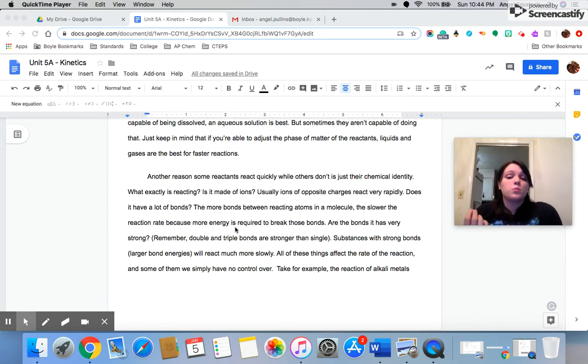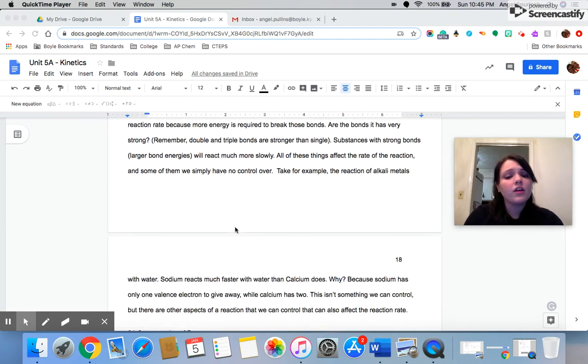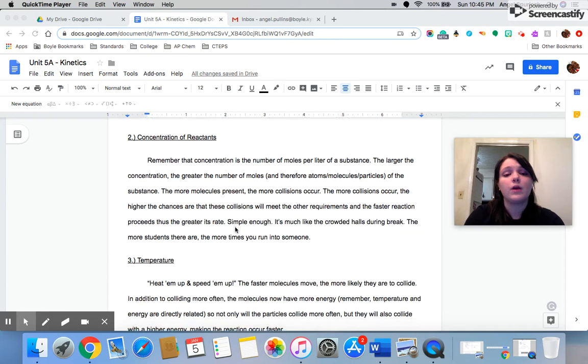Are your bonds super strong in your reactants? Remember that double and triple bonds are way stronger than single bonds. And so if you've got something like nitrogen gas, which is 2 nitrogens triple bonded to each other, it's going to be pretty difficult to break that bond. And that's not really something you can control. If you have to work with nitrogen gas, you just have to work with nitrogen gas, and you're going to have to find a way to overcome that triple bond. The good news is that there are things that allow us to overcome those bonds that we can control, okay? Like the phase and like the concentration, okay?